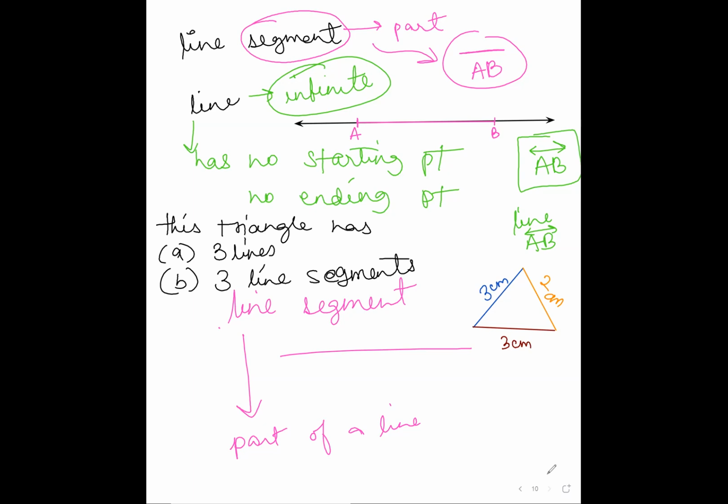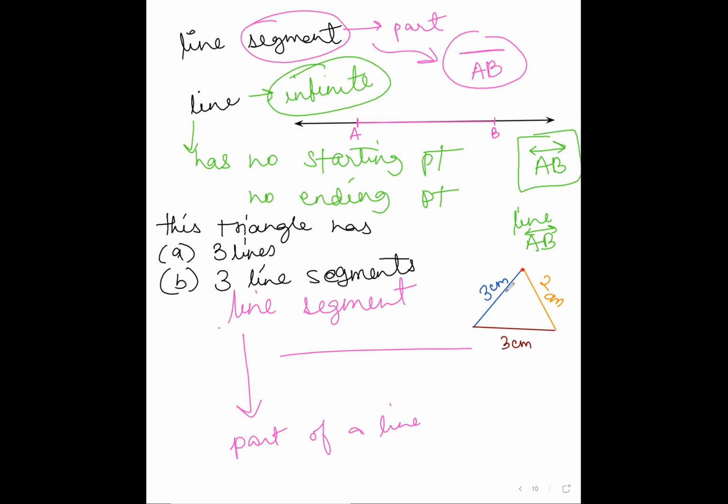Fine. So now the thing is, what we do is, here where 2 line segments are intersecting, we call this a point, right? Because this is a point which is the starting point for both the line segments. It's the common point for both the line segments.